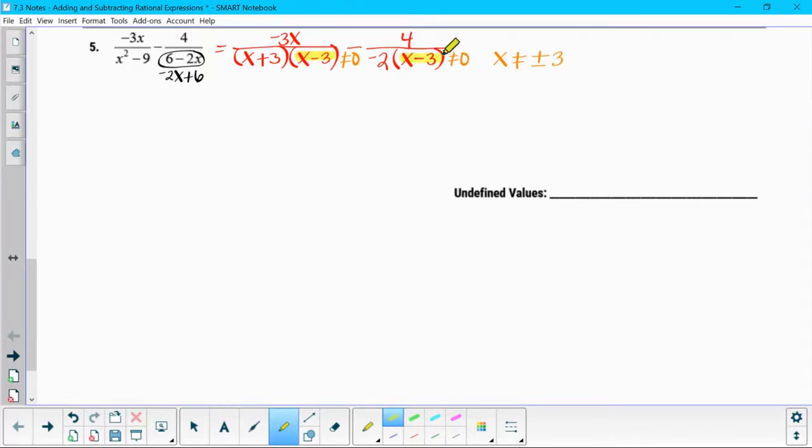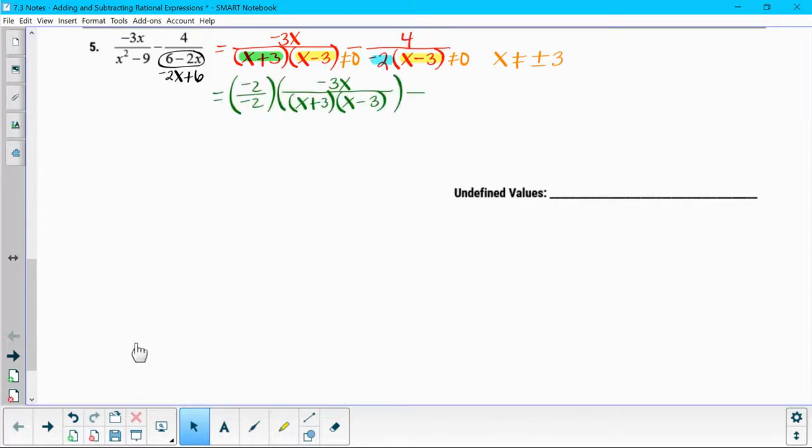x minus 3 and x minus 3 match. I have an x plus 3 in my first fraction and a negative 2 in my second. So I can kind of see what each piece is missing. This is going to need negative 2 over negative 2. This is going to need x plus 3 over x plus 3. So I'm going to give both of these fractions what they need, top and bottom by negative 2, top and bottom by x plus 3.